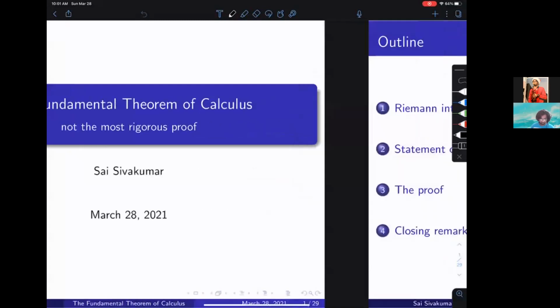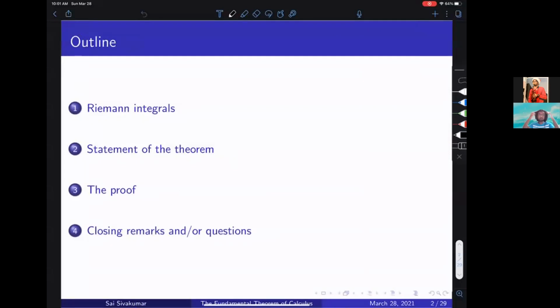So let me begin with the outline. We're going to talk briefly about Riemann integrals. And then we're going to actually state the theorem and then prove it mostly. There are some parts I'm going to leave out. I'll tell you which parts I'm not going to do justice to. And then just some closing remarks if I think of anything interesting to say.